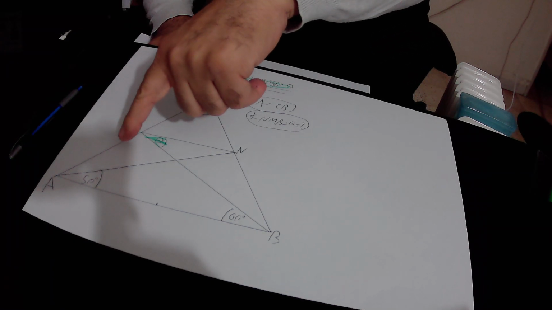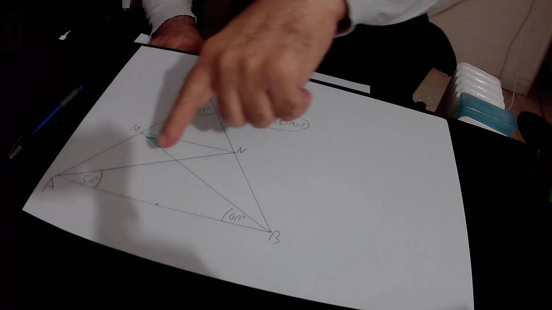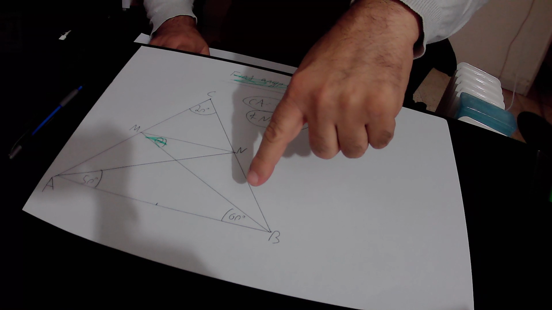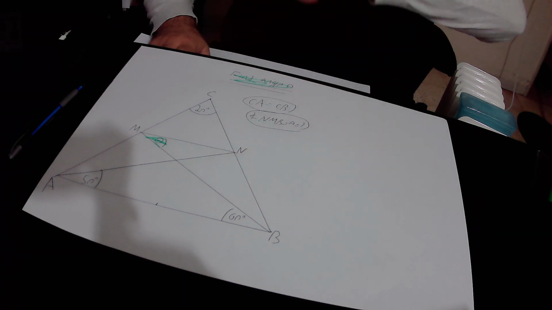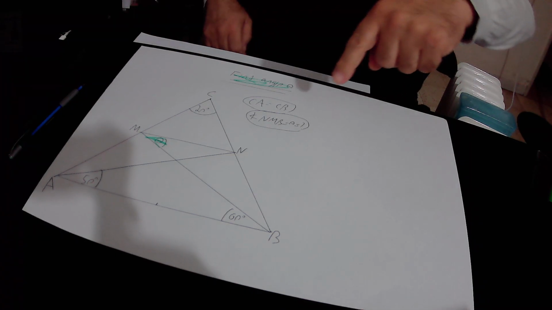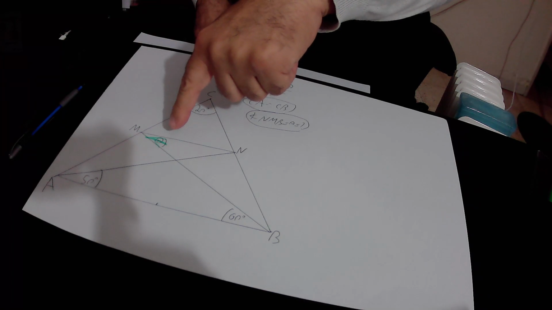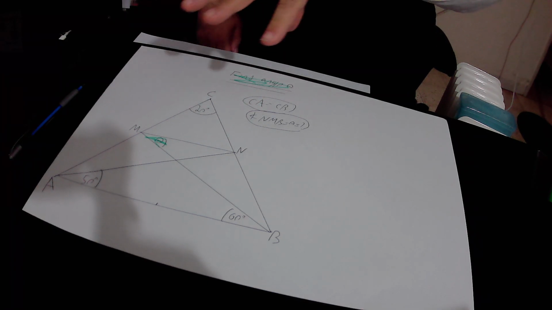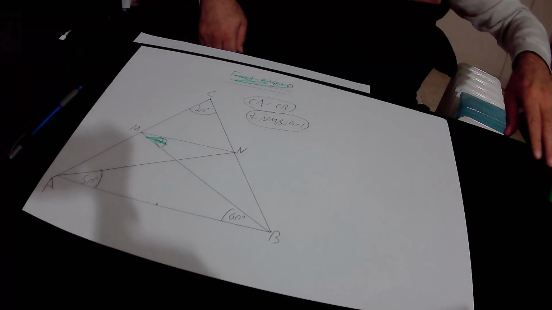This is angle NAB that is equal to 50 degrees in size. This angle MBA equals 60 degrees in size. Our mission is to find out the size of this angle NMB that is defined as angle theta. So first of all, I'll copy triangle ABC in a new page and we will analyze it.